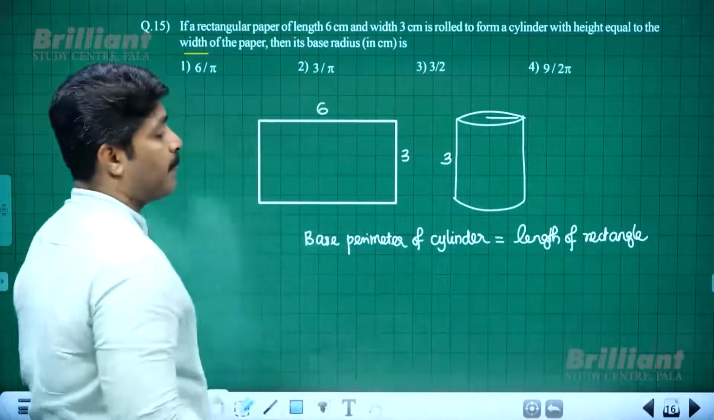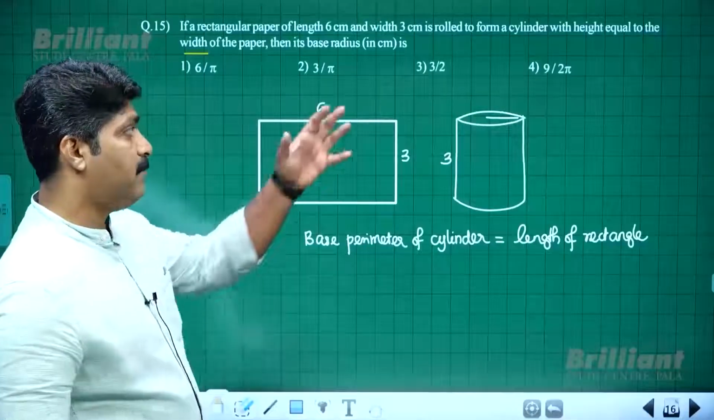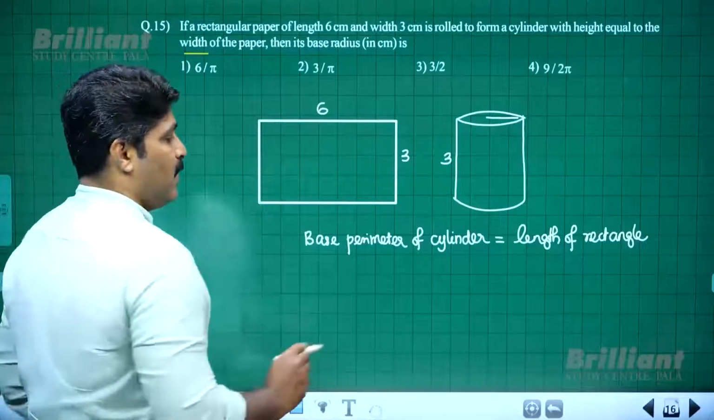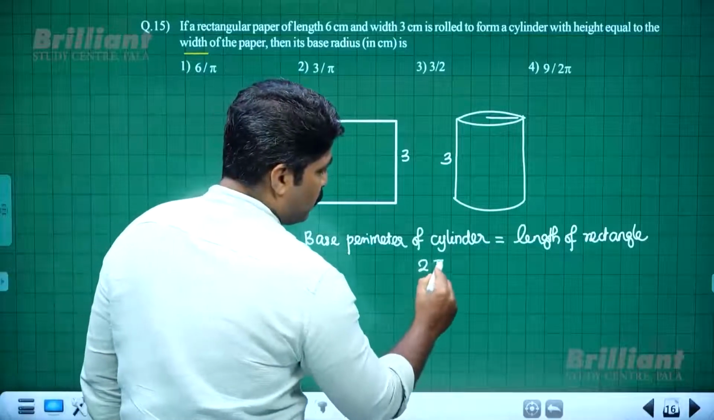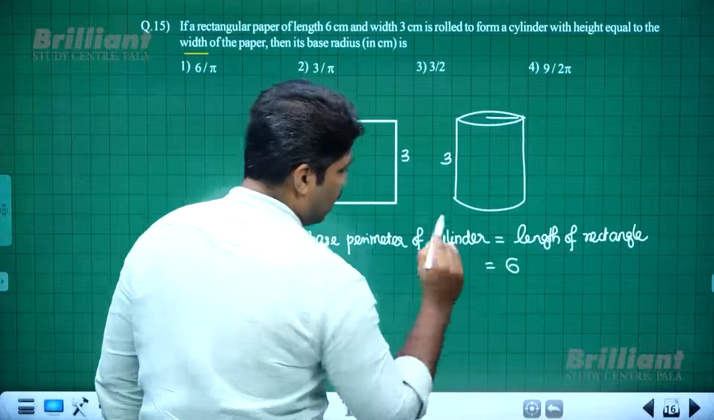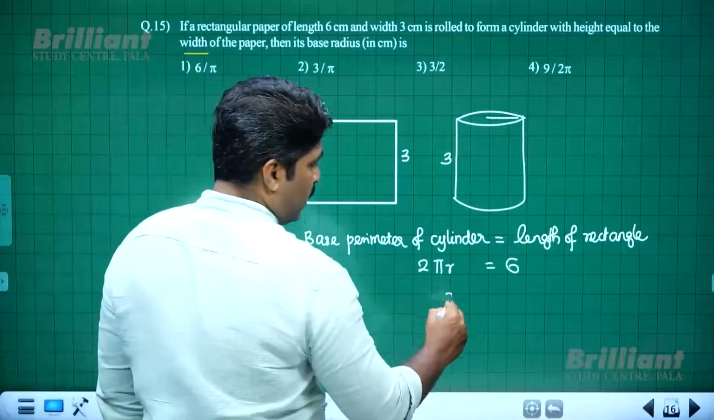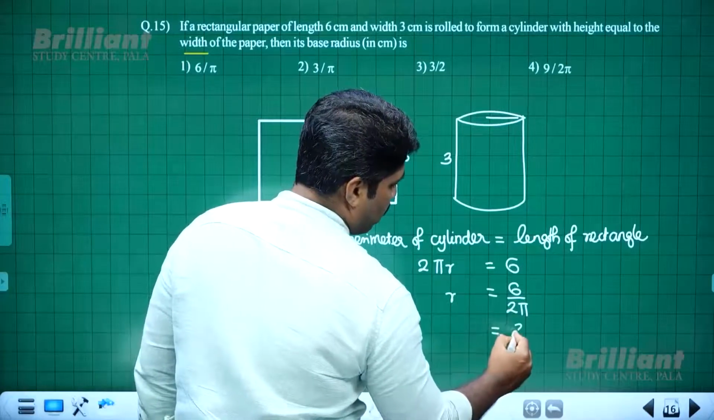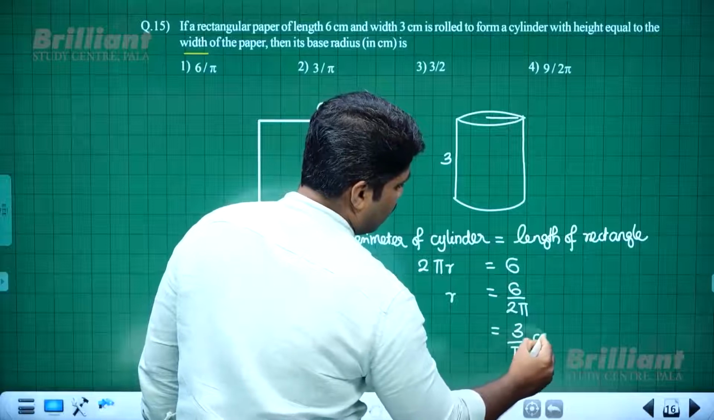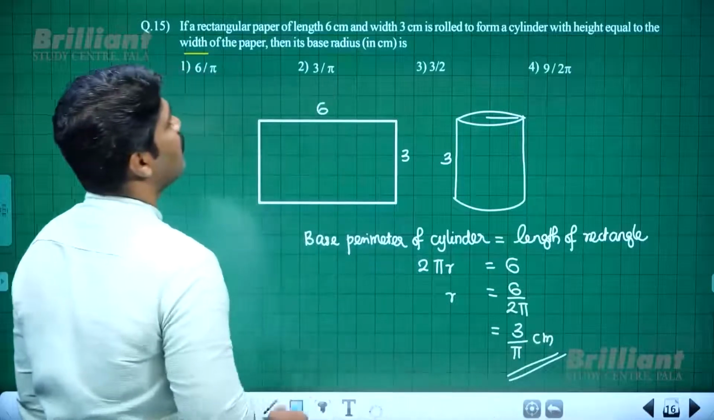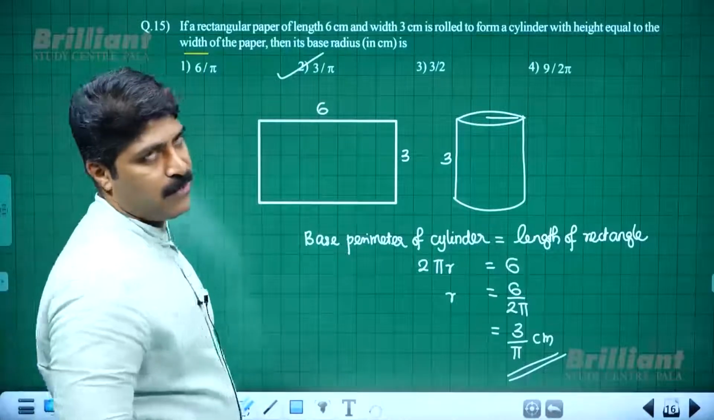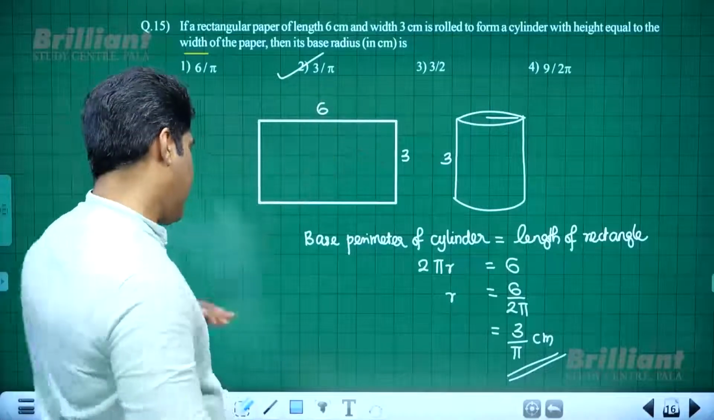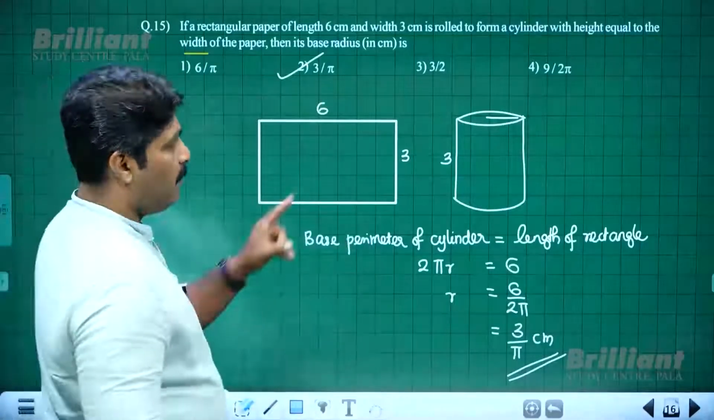So how to find out the base perimeter? Base perimeter means the circumference of that circle. The circumference of a circle is 2 pi r. It is given as 6 centimeter. Therefore, what is the radius here? That is 6 by 2 pi, which is equal to 3 by pi centimeter. So got it? Here the answer is option 2. That's an easy conversion. This point is very important: here the height is equal to the width of the paper.